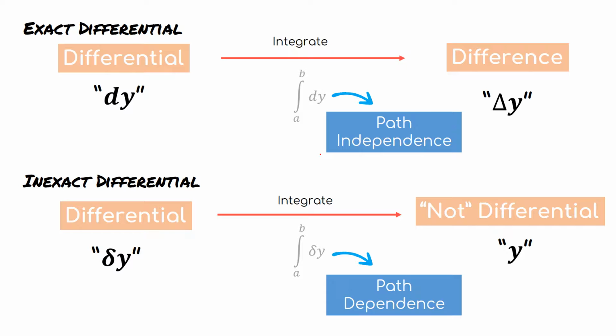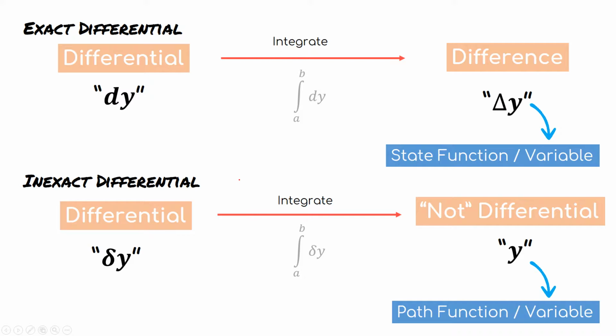On the other hand, if you have an inexact differential, delta y, and you integrate from a to b, if you keep a and b the same but change the path, the result y will depend on the path. It will be different depending on the path you take, even though a and b are the same. And this property is called path dependent.